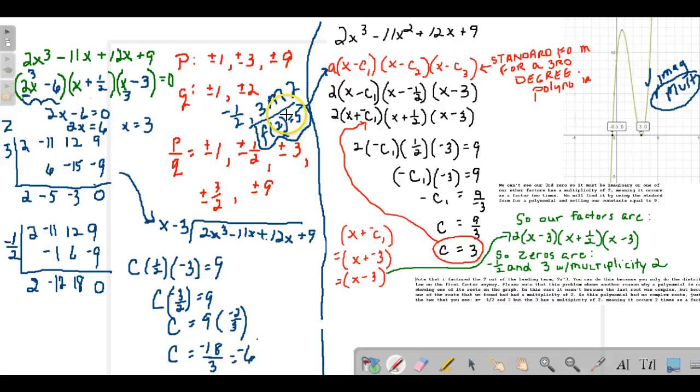And let me just get rid of these. Get rid of all of this too, because it might confuse you if you look at this again.